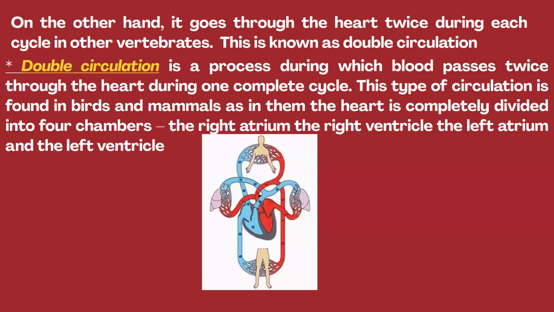completely divided into a four-chambered heart: the right atrium, the right ventricle, the left atrium, and the left ventricle. Once you see the animated video, the oxygenated blood reaches each and every part of the body, and again the same blood, now consisting of a higher percentage of carbon dioxide, enters again into the heart. That means in one cycle the blood enters the heart two times, and we call it double circulation.